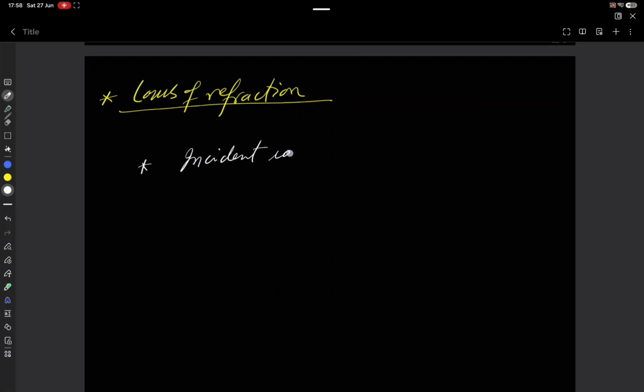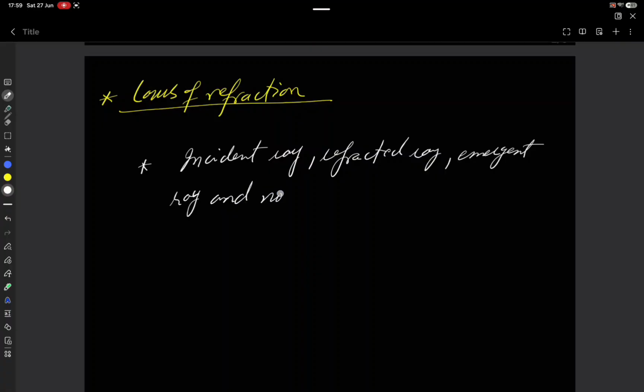Now the laws of refraction. Incident ray, refracted ray, emergent ray, and normal all lie in the same plane, a flat surface.